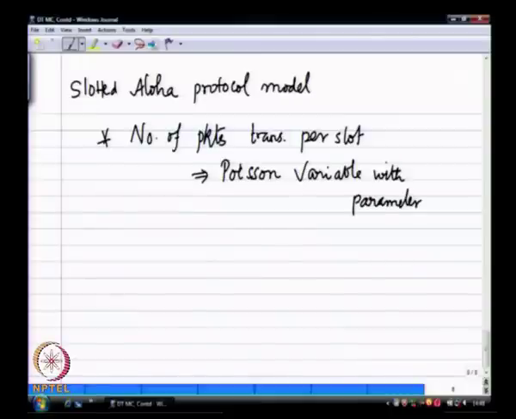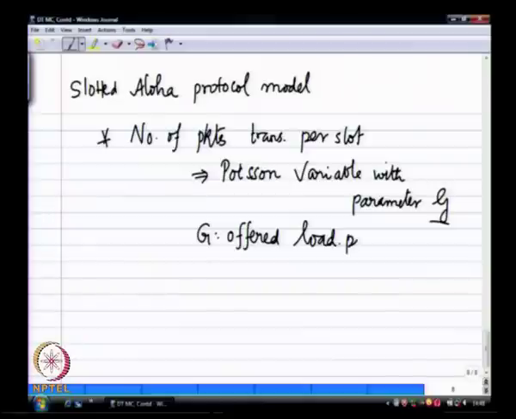G. G is basically the offered load per slot, in packets per slot. It can go from 0 all the way to infinity. So now tell me, what is the probability of success in a given slot, which is basically the utilization? That means exactly one packet has to be generated in this slot. The slot length is fixed, so we simply take the slot length as 1.